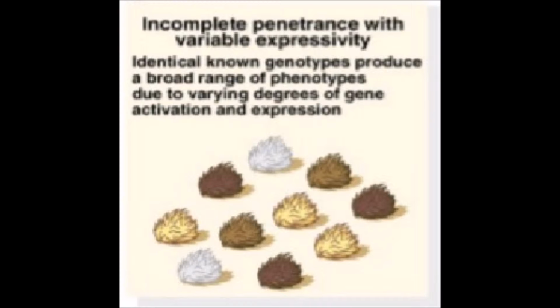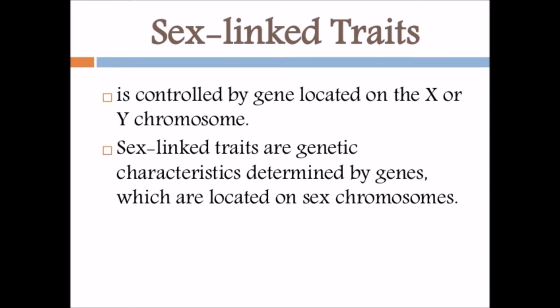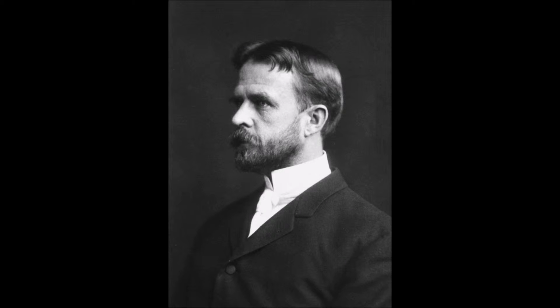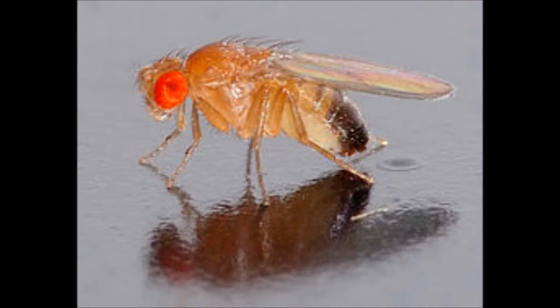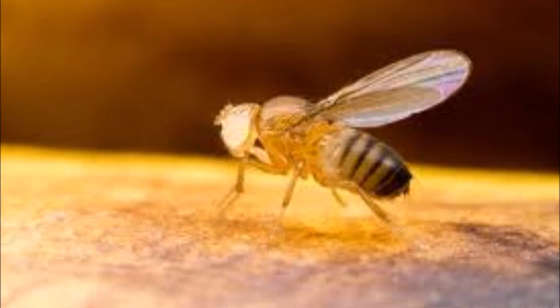Another important pattern of inheritance is the phenomenon of sex-linked traits. One of the first sex-linked traits ever discovered was found by Thomas Hunt Morgan by studying the fruit fly Drosophila melanogaster. Most fruit flies have red eyes, but Morgan found one that had a mutation giving it white eyes.